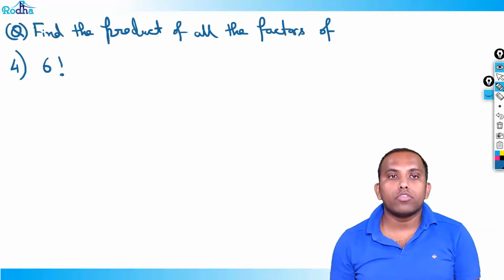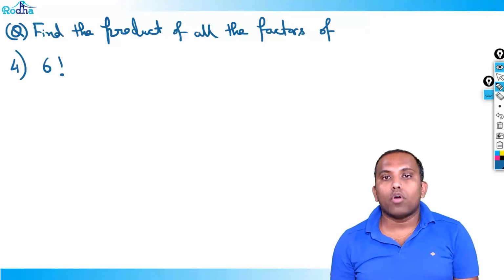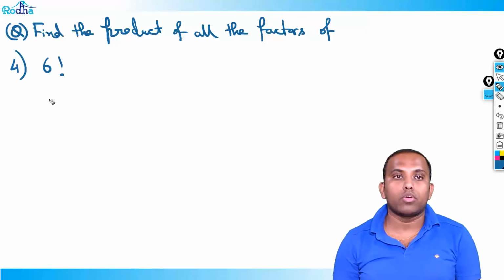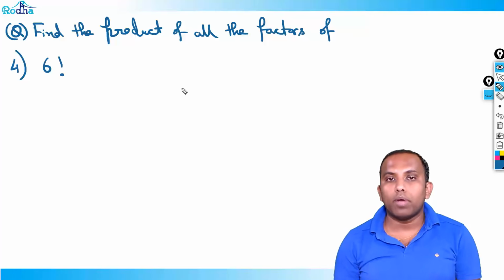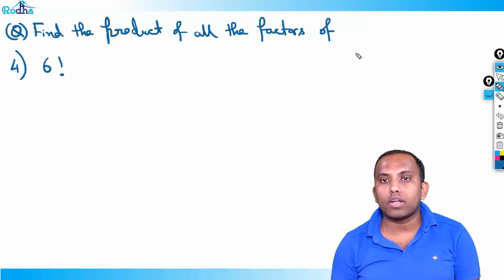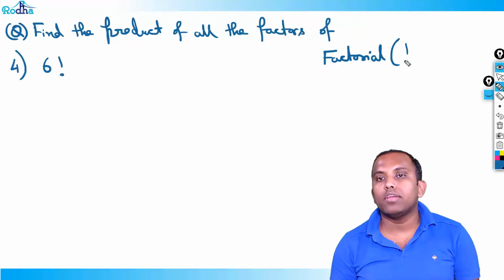Okay. So next question is find the product of all the factors of 6 factorial. Now I hope you know what is factorial, right? Factorial is nothing but, this is the sign of factorial. Factorial is nothing but multiplication.